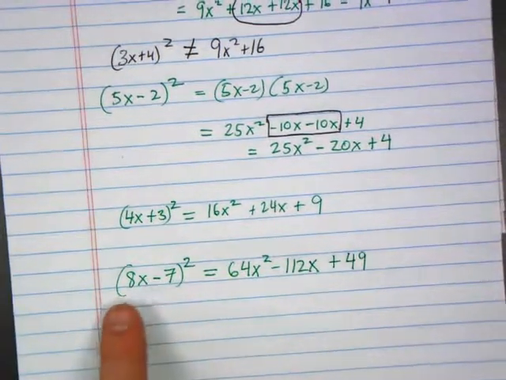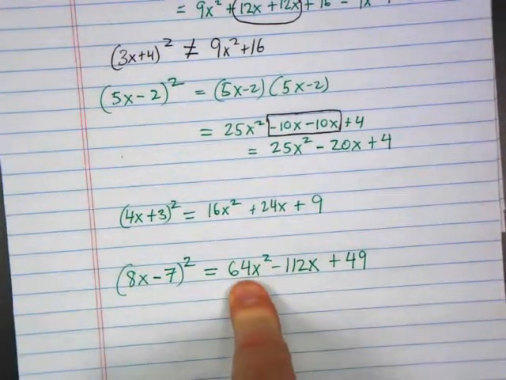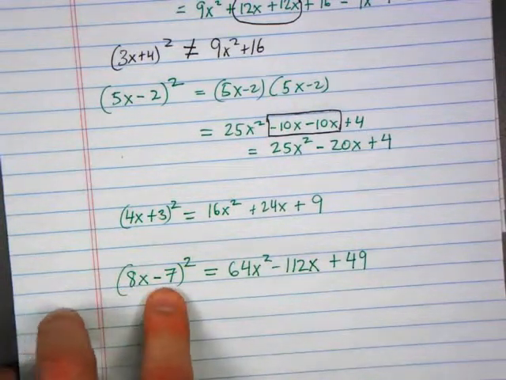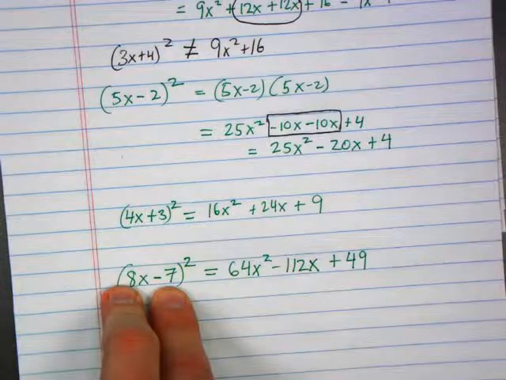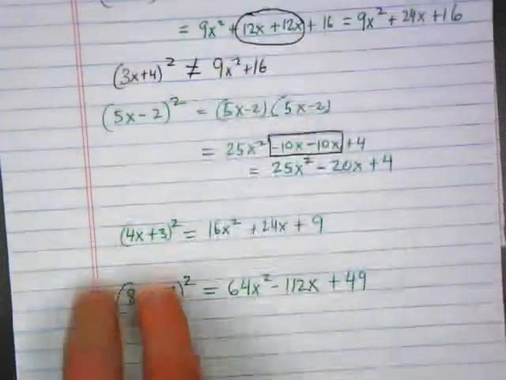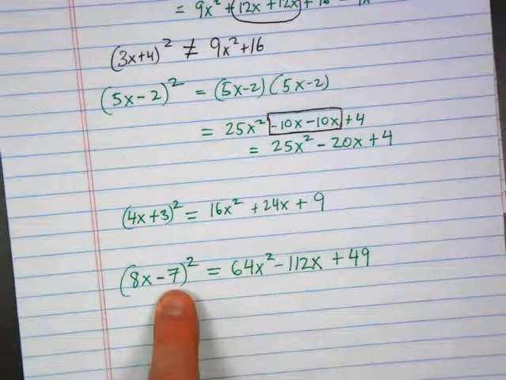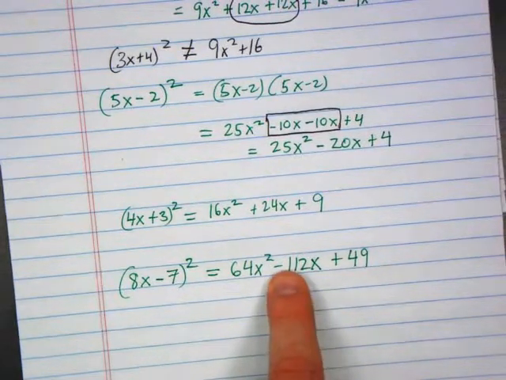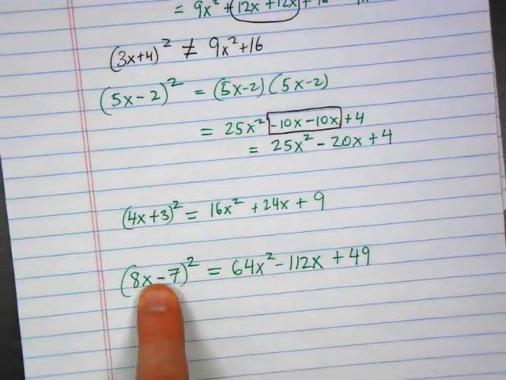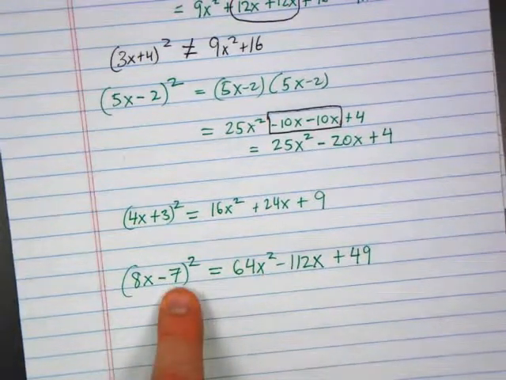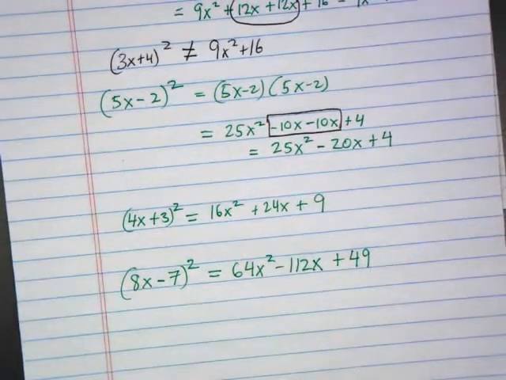He said 8 squared is 64. Then he did the middles. He took 8 times 7. 8 times 7 is 56. But then you have to double it, because when you multiply, there's going to be 2 of them. So he did 8 times 7 was 56. And 56 times 2 is 112. And then it's a negative, because that one's a negative. If this is a positive, that one's a positive. And then he squared the 7. 7 squared is 49.